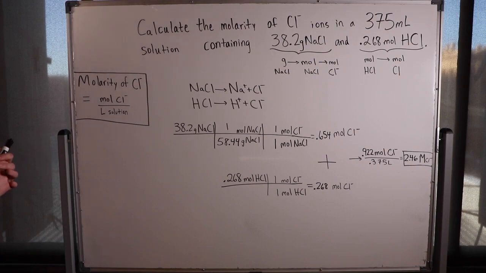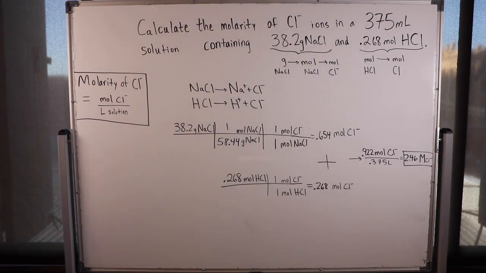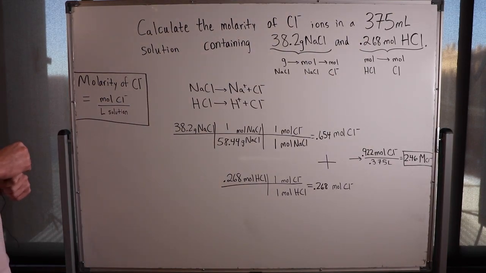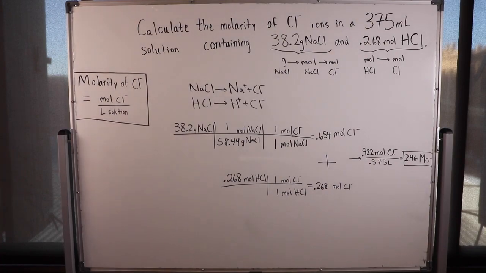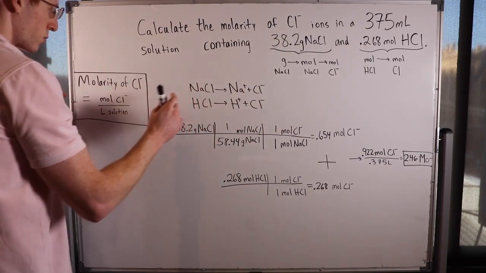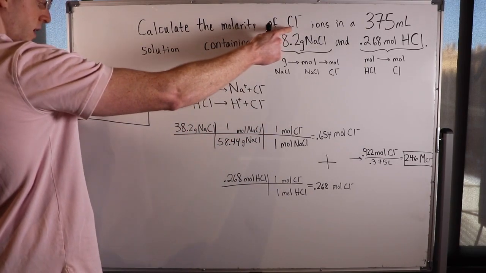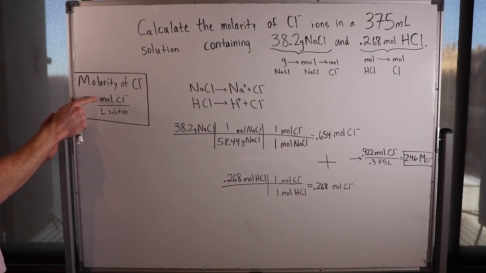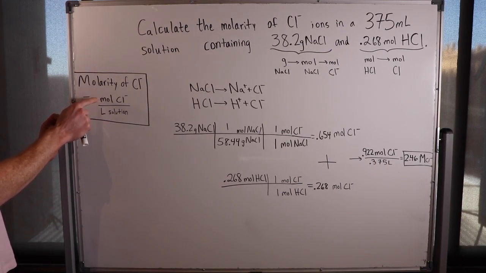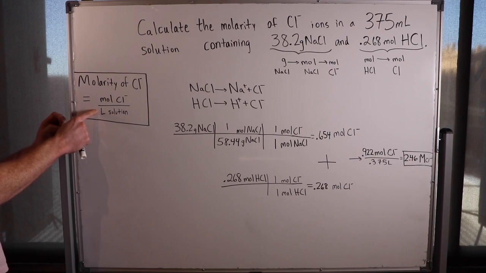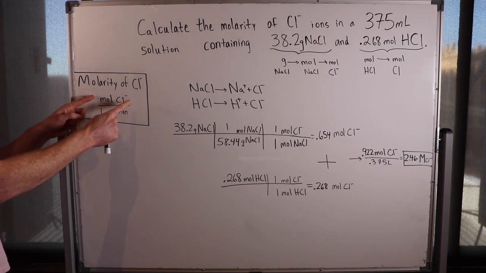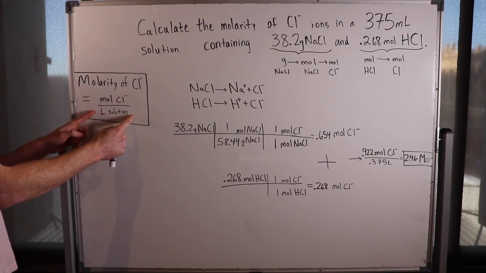Okay, this problem asks us to calculate the molarity of chloride ions in a 375 milliliter solution containing 38.2 grams of NaCl and 0.268 moles of HCl. So don't worry about any of this right now. I just want to remind us that molarity of chloride ions is equal to total moles of chloride ions over total liters of solution. That is our ultimate goal. Total moles of chloride ions over total liters of solution.